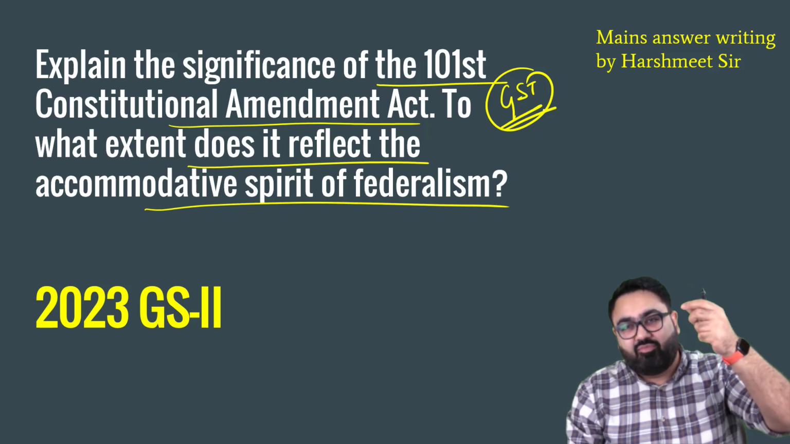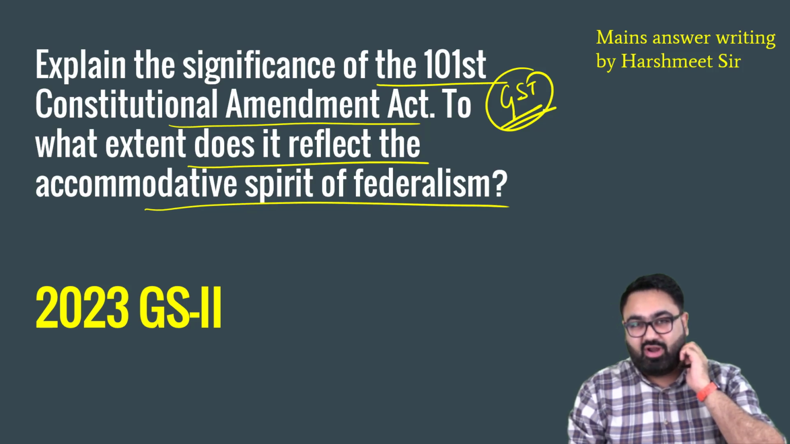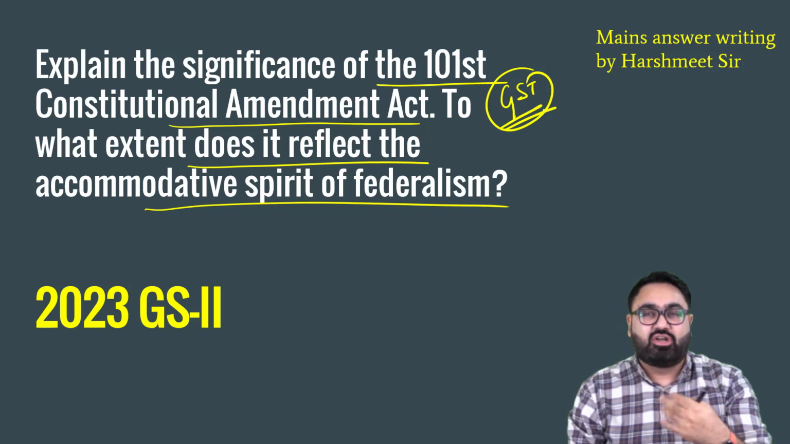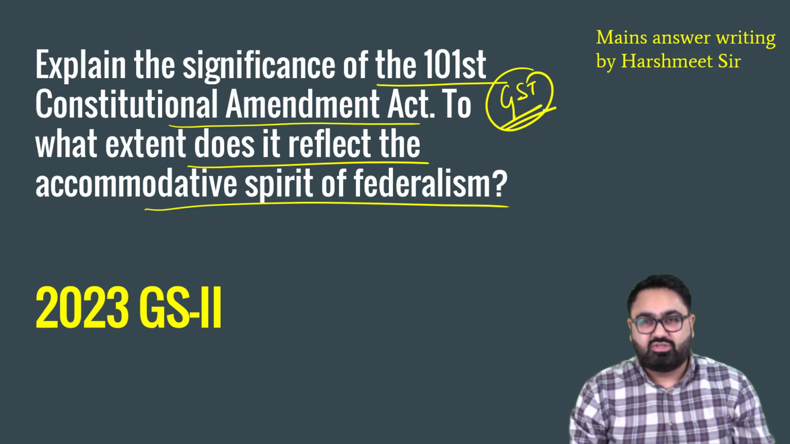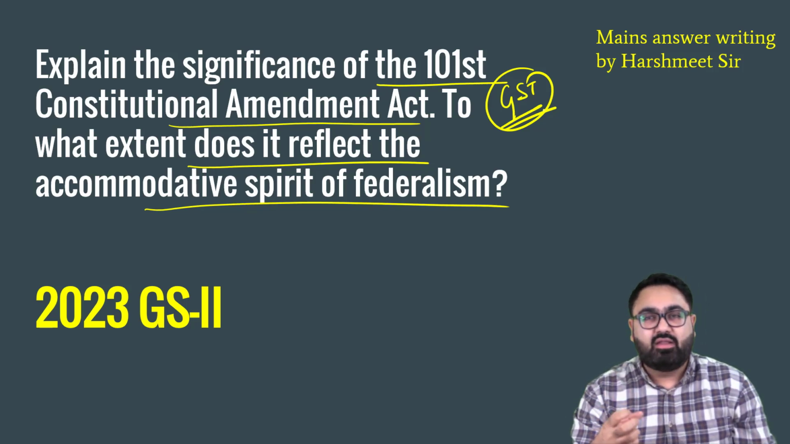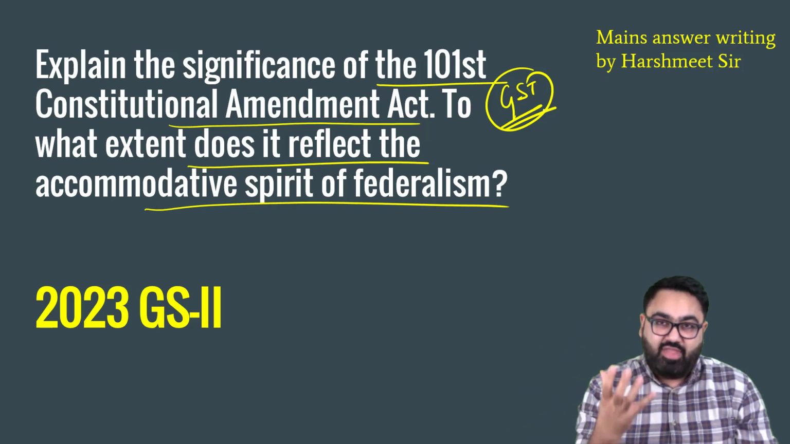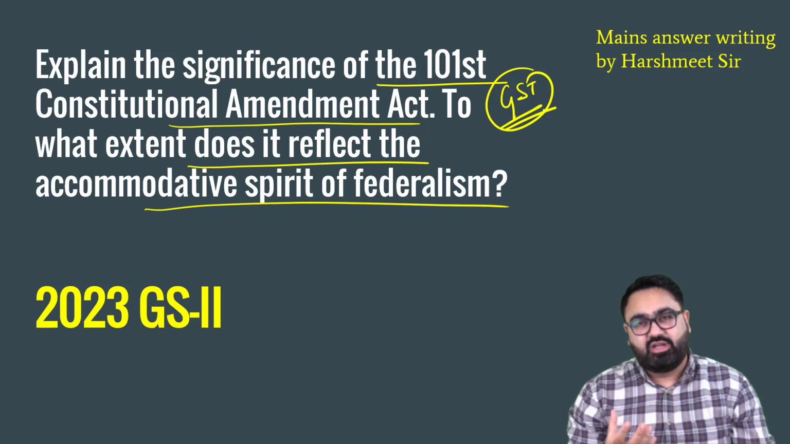Significance basically would be it has improved the tax structure, it has made it much more transparent, tax on tax or double taxation etc. has reduced. On the other hand, how does it reflect the accommodative spirit? Because at least half of the states had to come together. That's an example of how the states have accommodated.